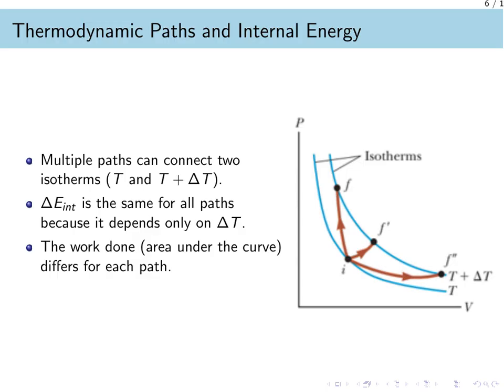We can see multiple paths, labeled F, F prime, and F double prime, connecting these two curves. Although the change in internal energy is exactly the same for every path because it only depends on the temperature difference, the work done is represented by the area under each curve. Since these areas are clearly different for each path, the heat transferred must also be different. This visualizes why we must define specific conditions, such as constant volume or constant pressure, to have a meaningful measurement for the specific heat of a gas.